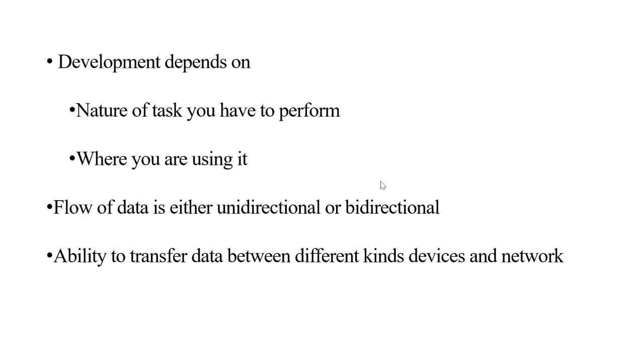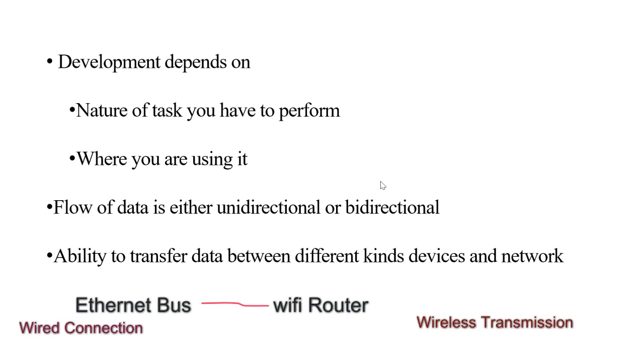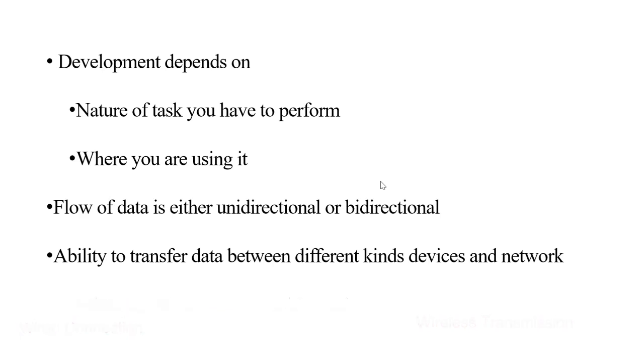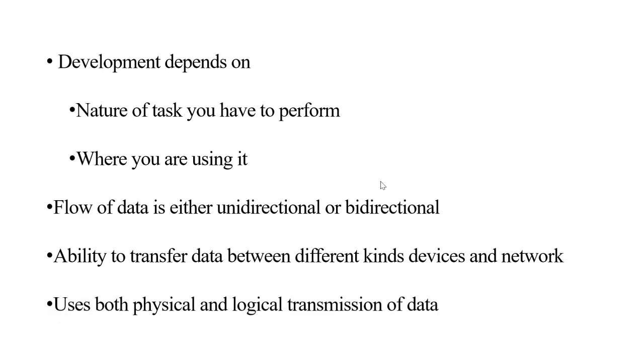So this hybrid topology has the ability to transfer data between different kinds of devices and networks. Suppose you have an Ethernet bus topology and you connect a Wi-Fi router on that bus topology, so that the router transmits data wirelessly, and the Ethernet bus uses a wired connection. Means two different connections can be easily formed here in hybrid topology. As I have told you, this hybrid topology uses both physical and logical transmission of data, that is, wired and wireless transmission.